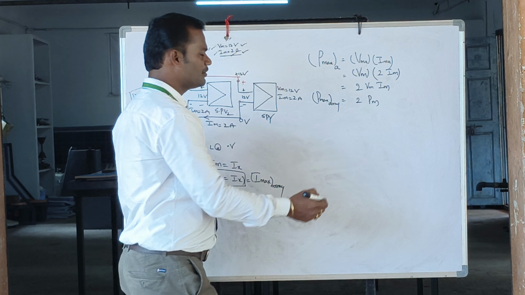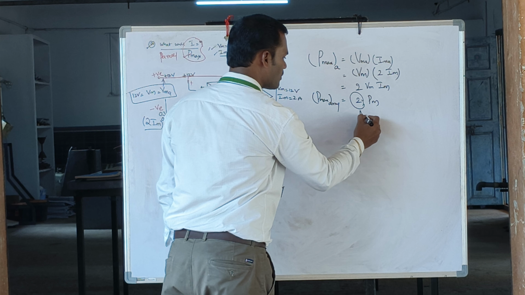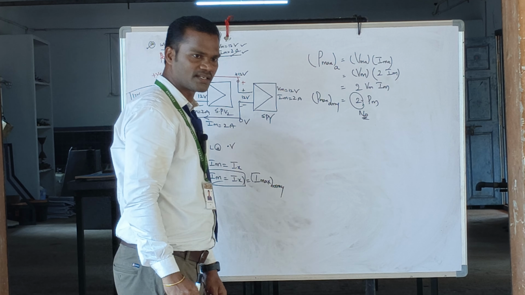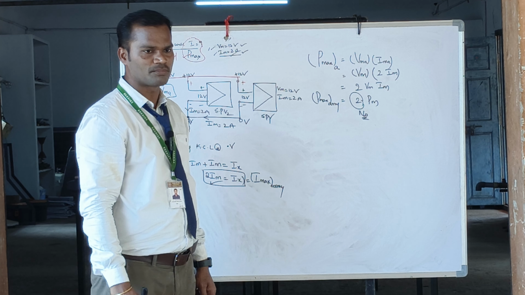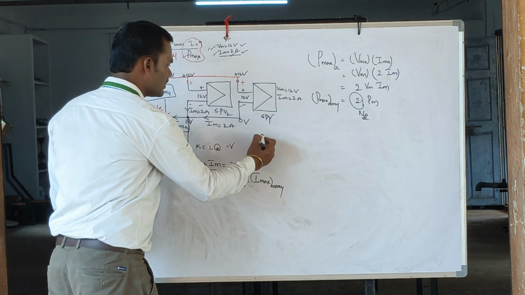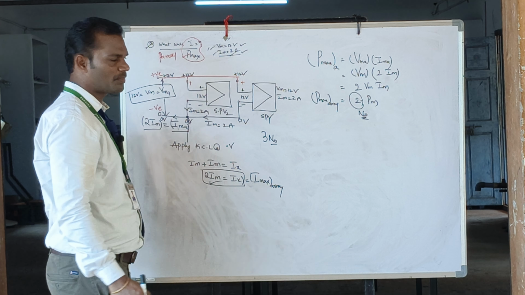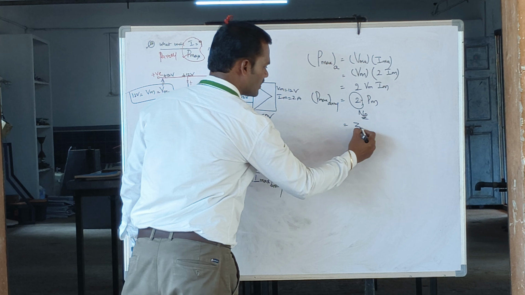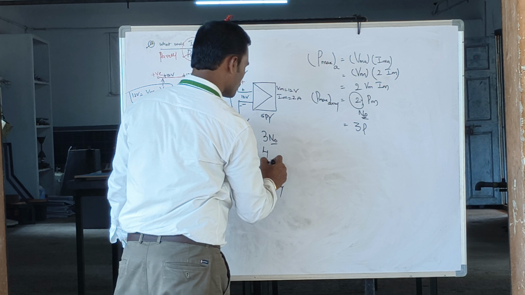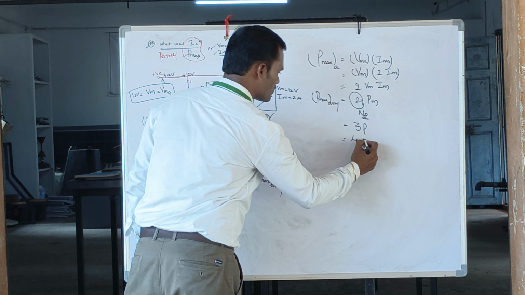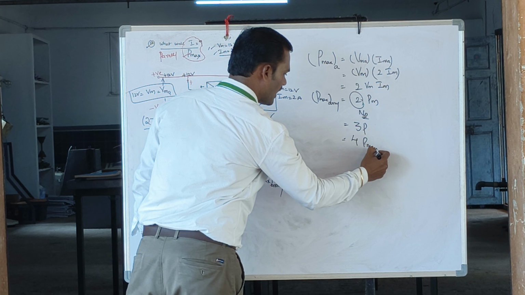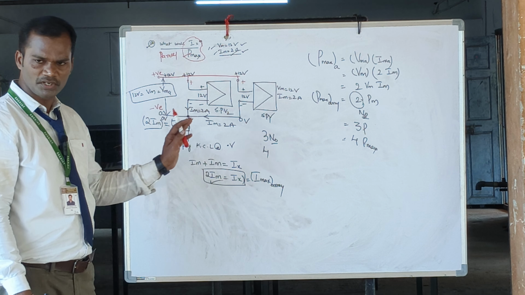The power is increased how many times? 2 times. If we use 2 solar panels in parallel connection, the power is increased 2 times. If we use 3 solar panels, the power is increased 3 times. If we use 4 solar panels, the power is increased 4 times P maximum. That's the importance.